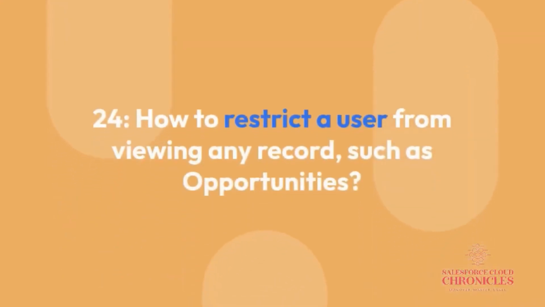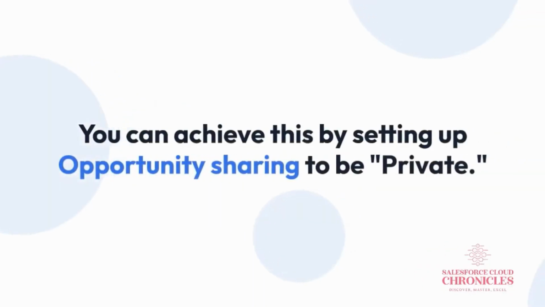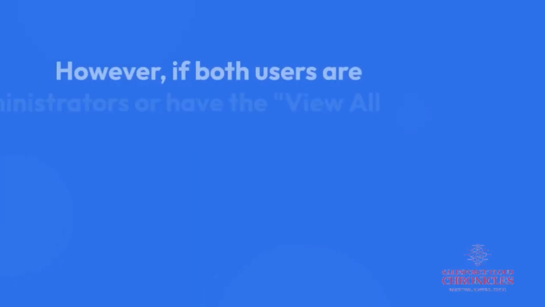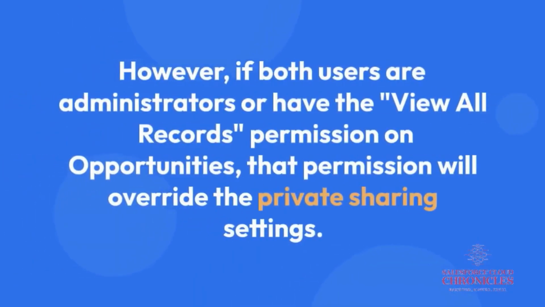Question 24. How to restrict a user from viewing any record, such as opportunities? You can achieve this by setting up opportunity sharing to be private. However, if both users are administrators or have the View All Records permission on opportunities, that permission will override the private sharing settings.